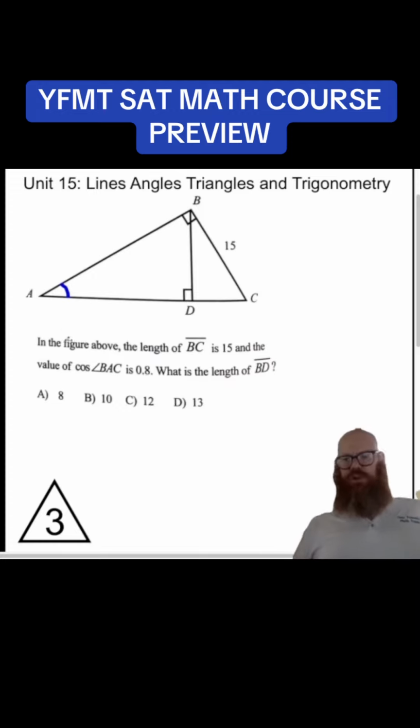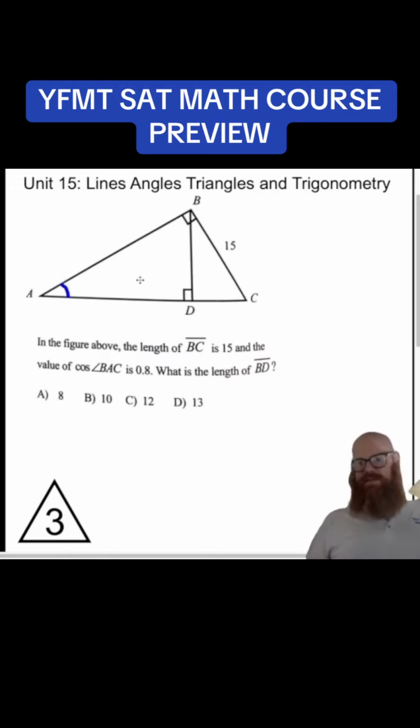A lot of times with the trig problems, they're giving us the cosine of BAC, but I don't have information about this triangle here. I don't know any of the sides. And if I look at the big triangle, I have the opposite, but not the hypotenuse and not the adjacent. And remember, cosine is adjacent over hypotenuse. So what I want to do is figure out which one of these angles in this little triangle is the same as this angle. And then I know the cosine of that angle is also 0.8.